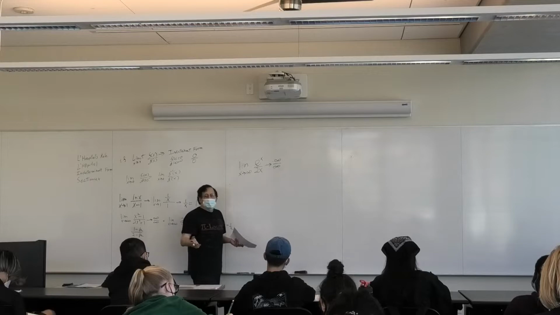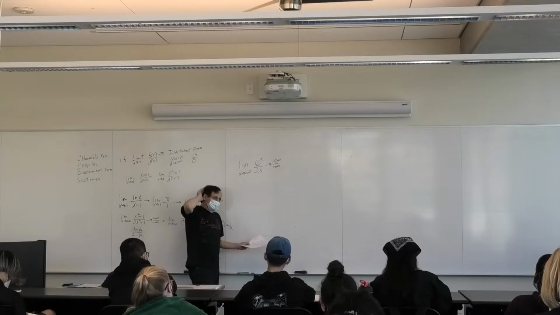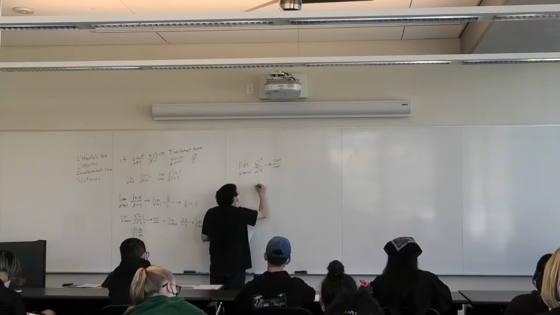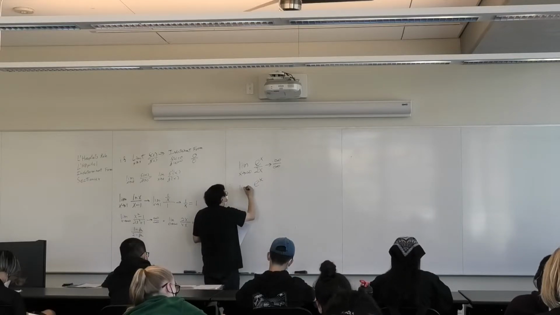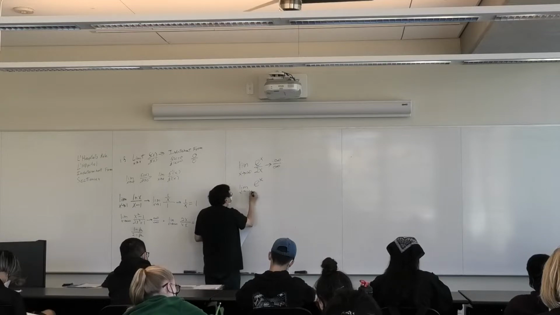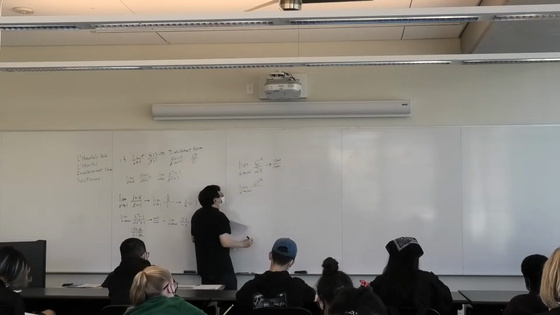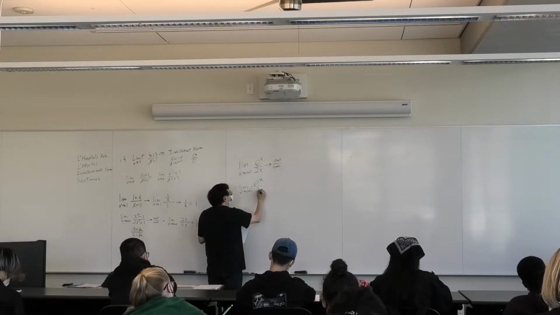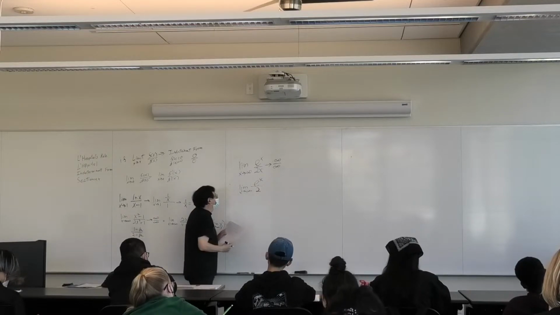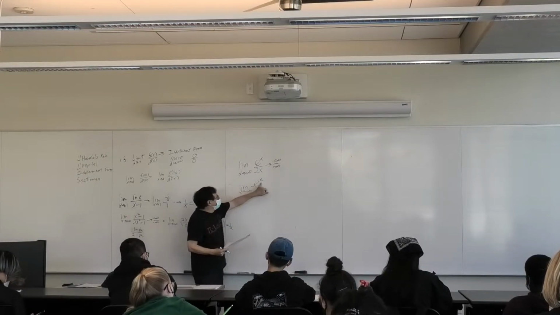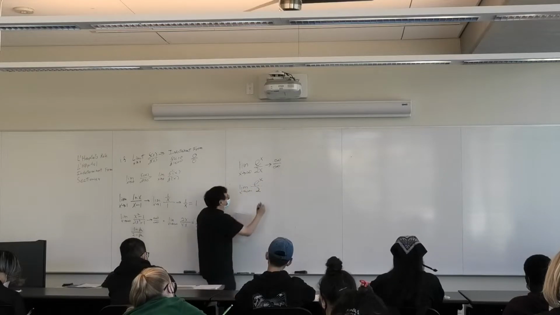Derivative of e to the x is e to the x. Derivative of 2x is 2. Well, clearly, now we just have an expression that's going to infinity.